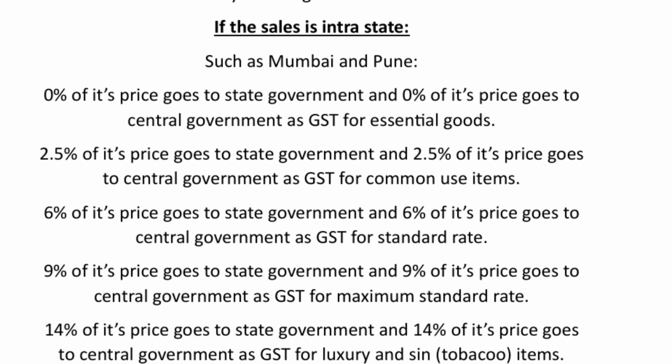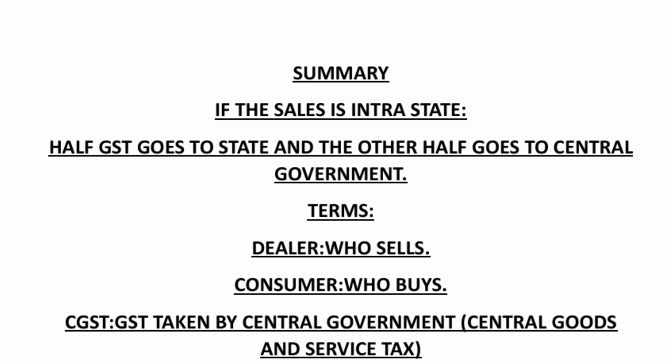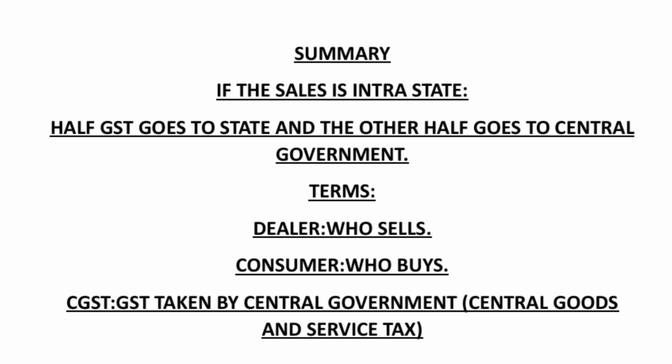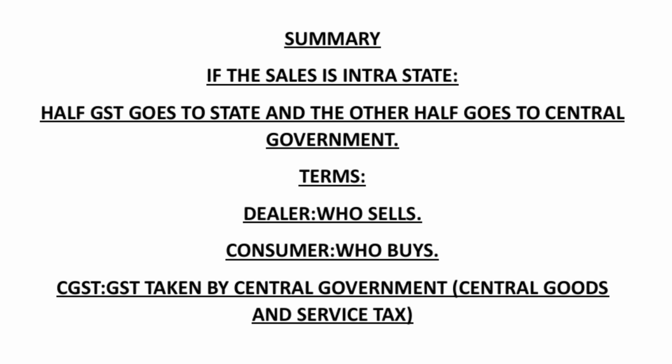And in case it's a sin item or a luxury item, then 14% of its price goes to the state government and 14% of its price goes to the central government as GST for luxury and sin items. Now, we have seen that this is just half. Summary: in case the sale is intrastate, half the GST goes to the central government and half to the state government. Terms used: the dealer is the one who sells, the consumer is the one who buys.